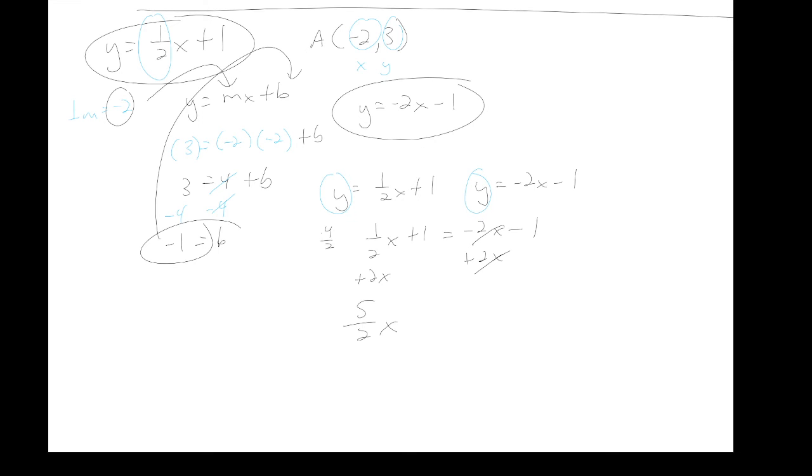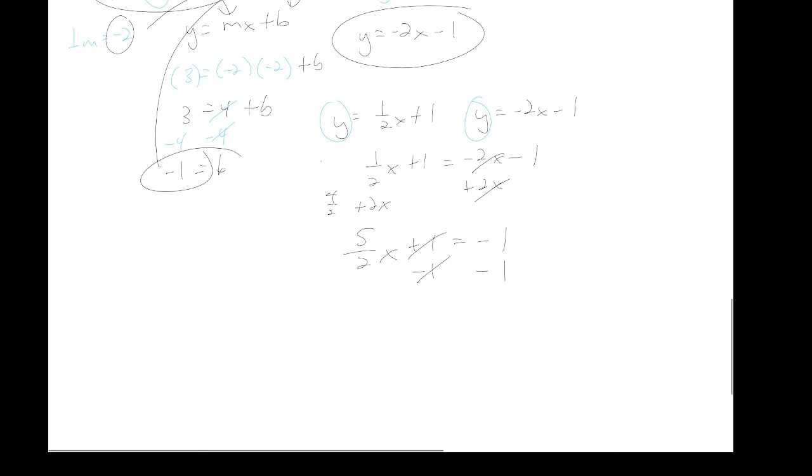Okay. Sorry. Plus 1 is equal to negative 1. It's going to be minus 1, minus 1. So then I have 5/2 x is going to be equal to negative 2 multiplied by 2/5. Okay. And x is equal to negative 4/5.